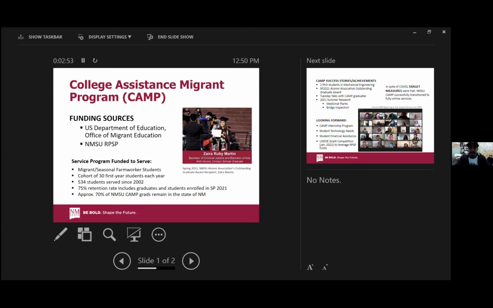Since 2002, CAMP has served 534 students, and we have a 75% retention rate. That includes everybody who has graduated and our students who are currently enrolled. Approximately 70% of these students remain in the state of New Mexico, which is super important because they give back to our local communities. So CAMP is a transformative program. Not only do we support students financially and academically to be in higher education, but we ensure that they also have a job after they graduate from the university.